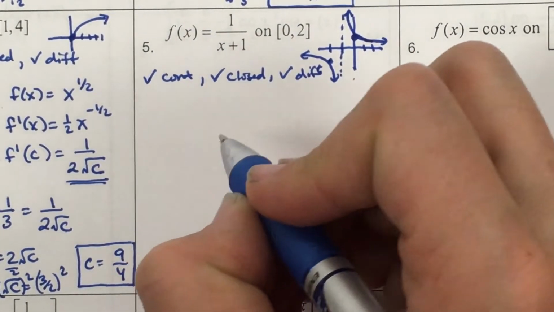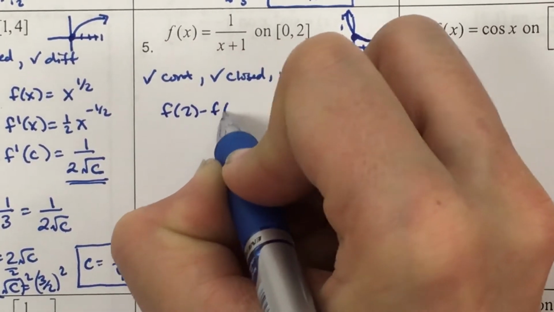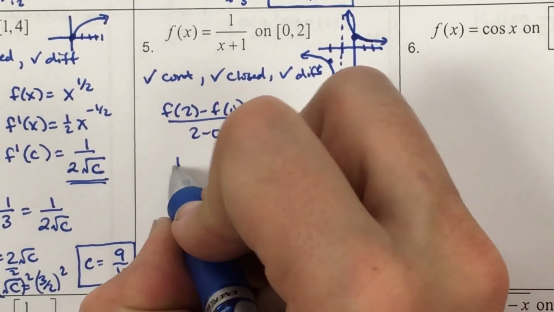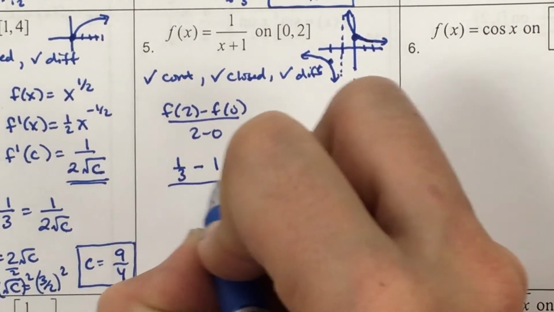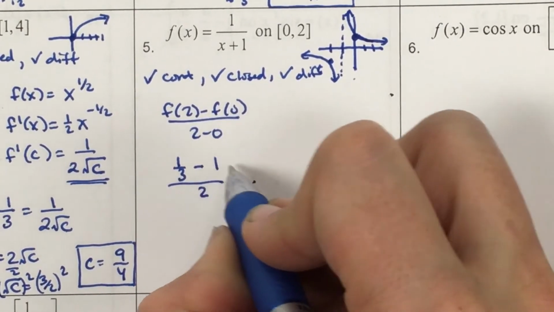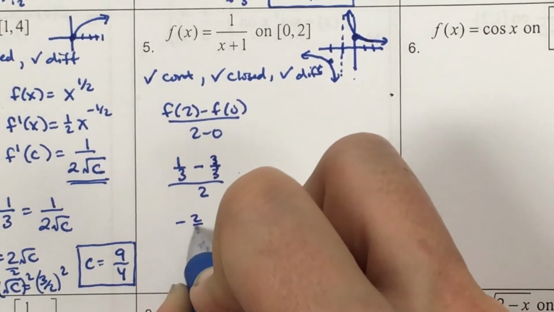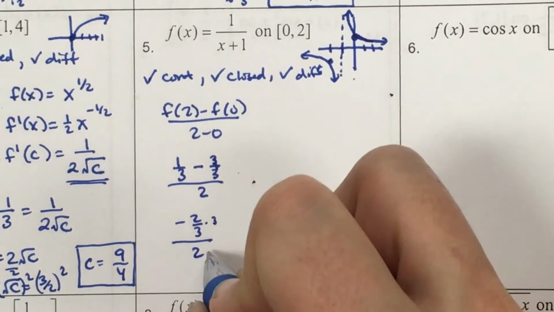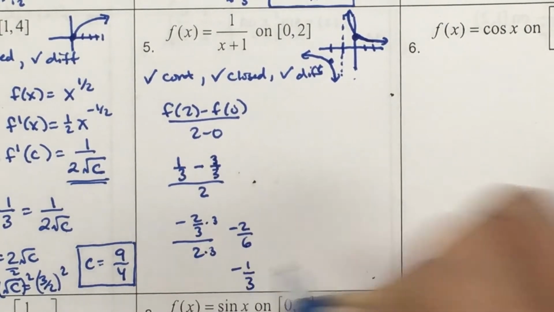And now we're going to go ahead and find the average rate of change. f of 2 minus f of 0 all over 2 minus 0. So we plug in my 2 and I get 1/3. Then I'm going to plug in my 0 and get 1 all over 2. I'll make a common denominator here and get 1/3 minus 3/3, which is negative 2/3 over 2. You can go about that a couple different ways. Maybe you'll multiply top and bottom by 3, so you'll get negative 2/6, which cleans up to be negative 1/3.